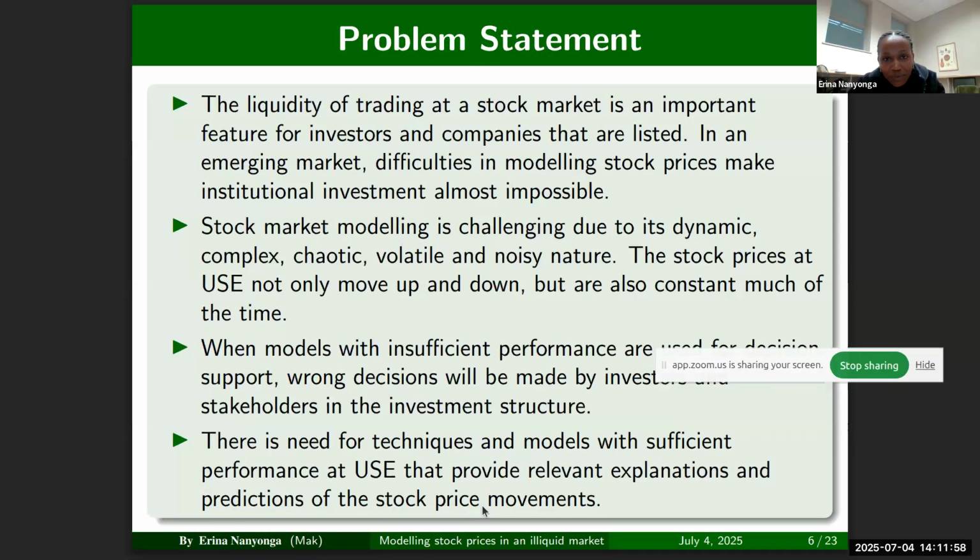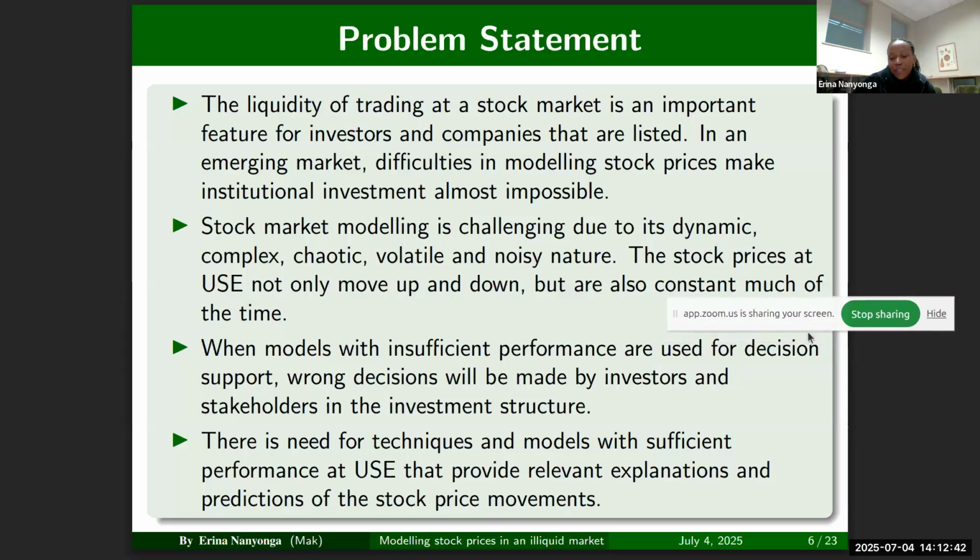This is the problem that we are aiming to solve in the study, where the stock market modeling was developed from the fact that stock market modeling is challenging due to its dynamic, complex, chaotic, volatile, and noisy nature, and that we have the stock prices at the Uganda Securities Exchange moving up and down, but most of the time constant. That's a very big problem in finance, and it's risky. It makes investors' decisions risky and non-profitable.